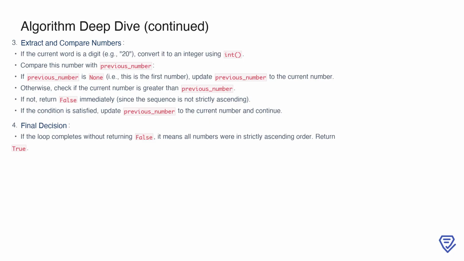Finally, if we complete the loop without finding any violations, it means all numbers in the sentence are in ascending order, and we return true.